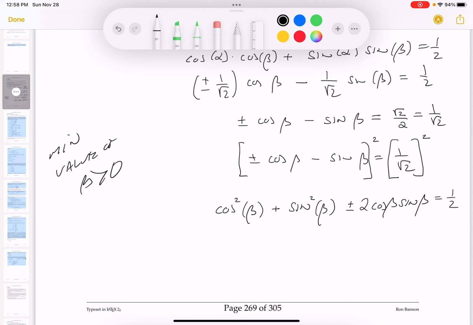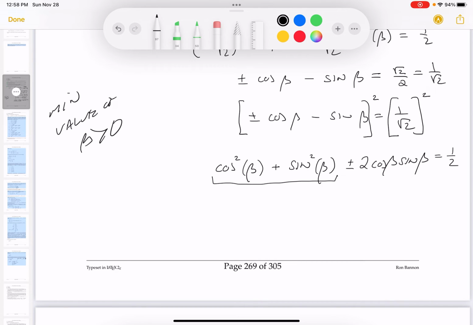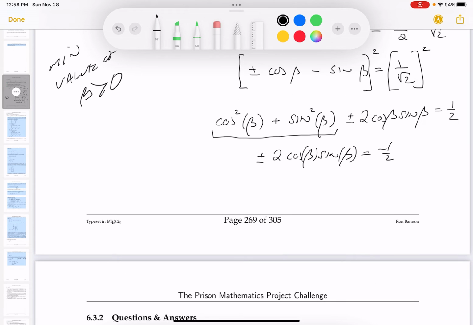All right, let's take a look. This, I know what it is, just the number 1. That's true for all beta, by the way. Doesn't answer the beta question, though. So I'm going to get plus or minus 2 cosine beta sine beta. I'm going to take 1 from minus 1/2. Well, I'm going to multiply both sides by minus 1. You're still going to get plus or minus.